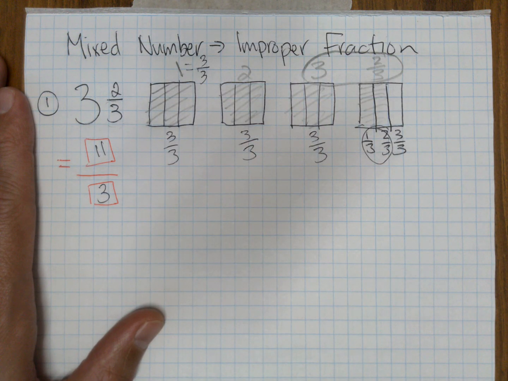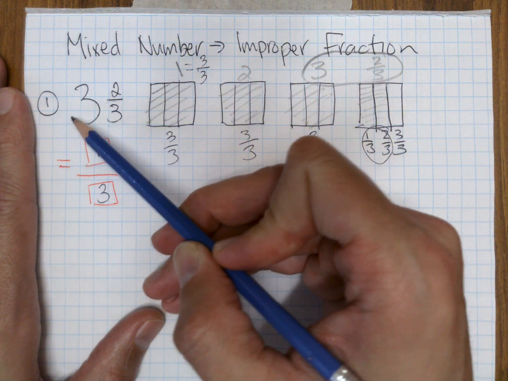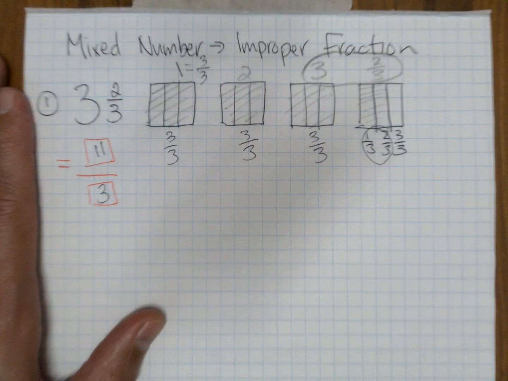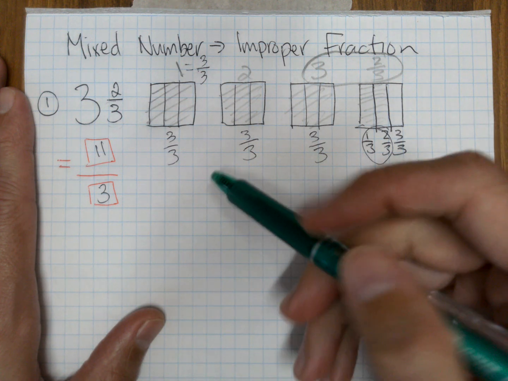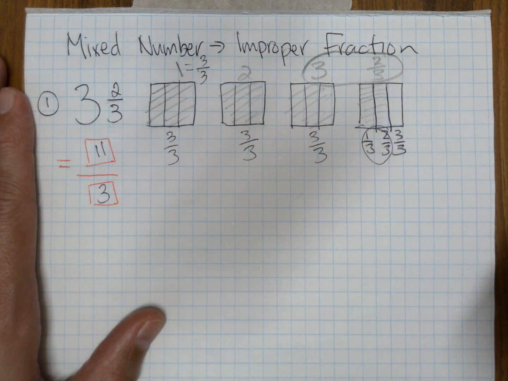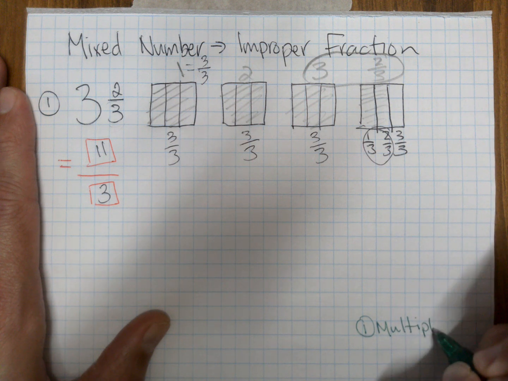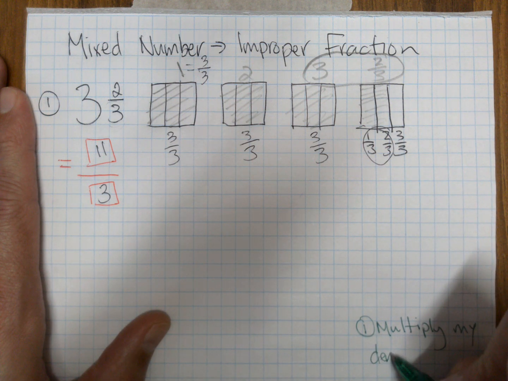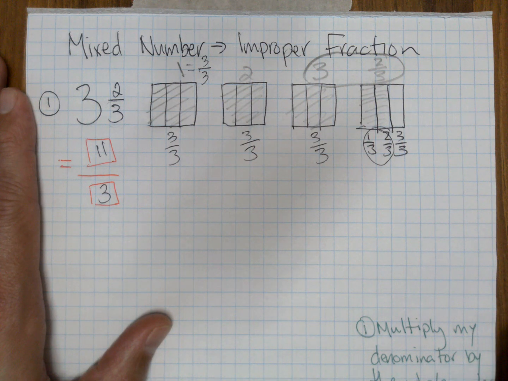Now, this method of drawing it out is great, but it can be problematic when you've got a large whole number here. So there is a way in which you can do it without drawing everything out. And because we've got a lot of repeated multiplication or repeated addition happening here, 3/3 and 3/3 and 3/3 over and over again, we can actually multiply, and that is step 1. I'm going to multiply my denominator by the whole number. And I know that I'm multiplying the denominator by the whole number because the numerator, like we said, 3/3, is going to be the same as the denominator.